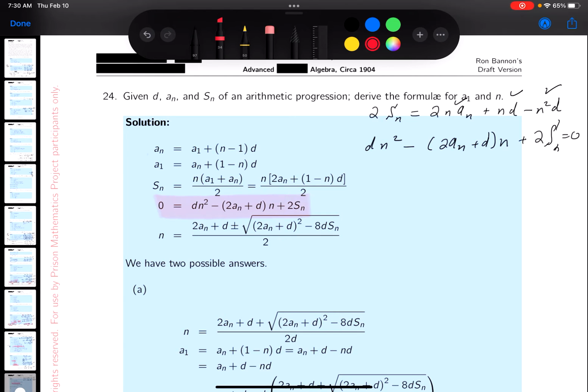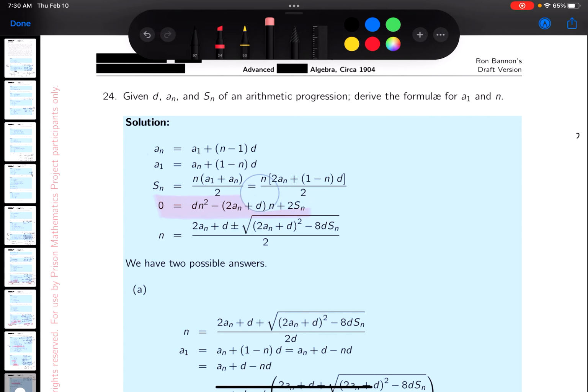This is good news. Now what am I going to do? Can I get to the next line? Let me erase this. Now, by the way, someone says, how did you get to the next line? What did you do? I used the quadratic formula. So let's write this down. N is going to equal, well, twice the coefficient on the square term, which is 2D. All right, then what do you do? Well, I have to do something here. The opposite of the coefficient on the linear term, well, that's just going to be 2AN plus D. That's the opposite of it.